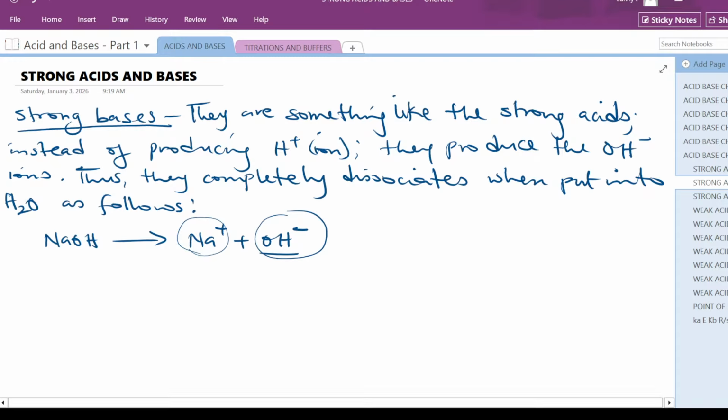Sodium hydroxide right here. When it dissociates, like I mentioned with strong acid, they do not have what? A reverse reaction or any equilibrium. It's just a forward reaction, because they dissociate completely with their component parts floating around in solution. So when you see this dissociation taking place, what you see is your sodium ion and what? Your hydroxide ion. So this dissociates and gives your hydroxide ion. Okay, so that's for strong bases.